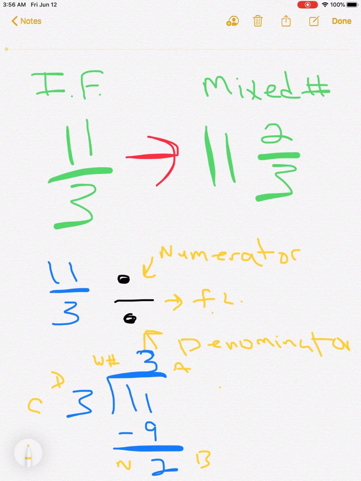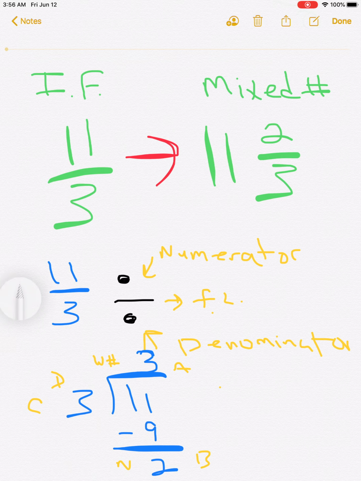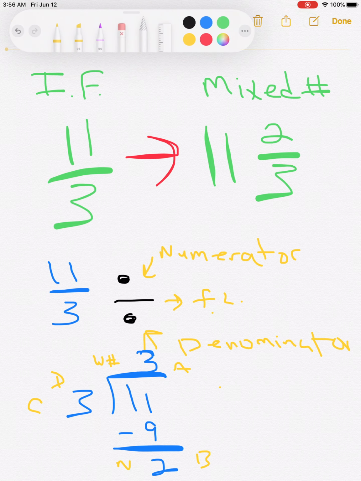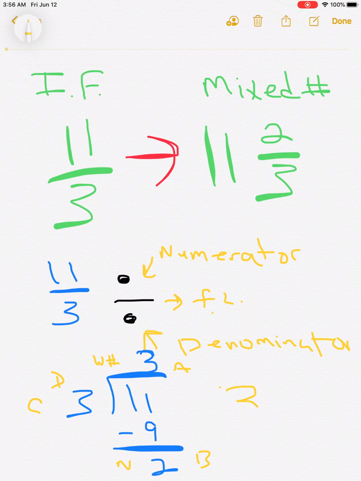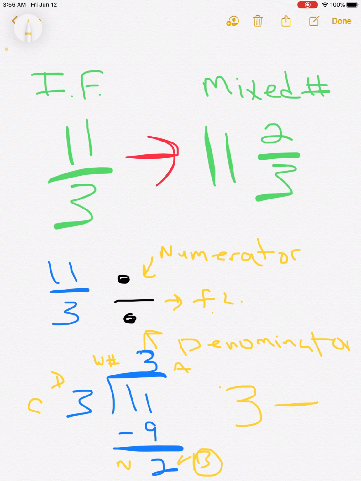So step A, B, C, or you can say 1, 2, 3, it's up to you. Let me write that as a mixed number. Remember, A gives you your whole number. So my whole number here would be 3. And B gives you your numerator. Here we got our numerator of 2. And C gives you your denominator. And here our divisor equals 3.